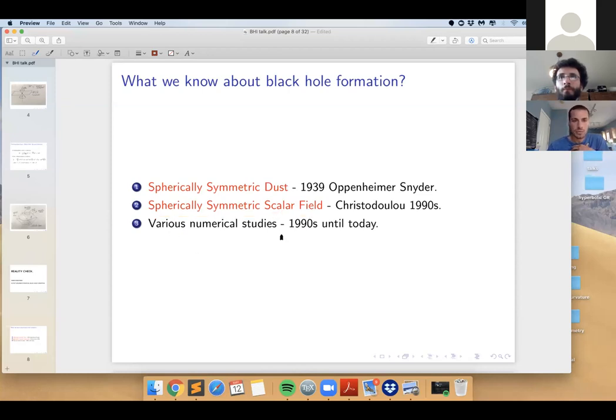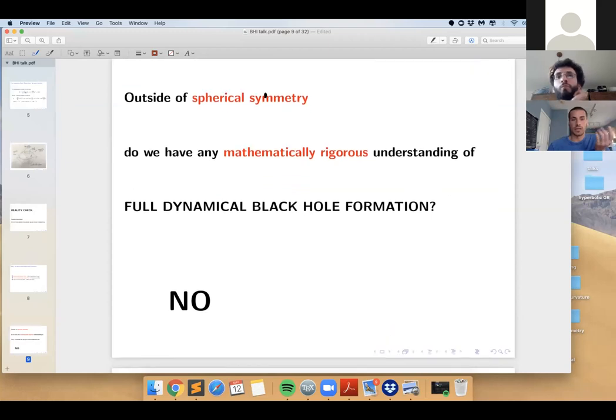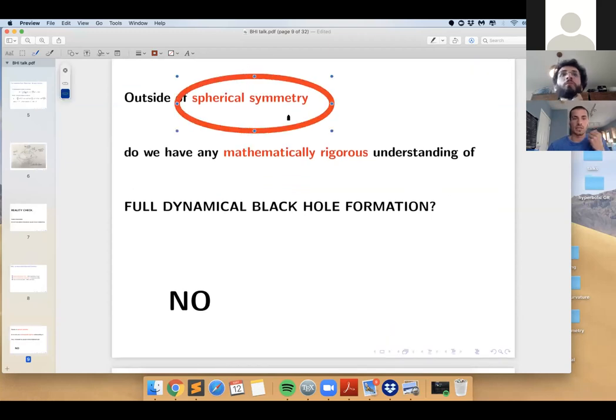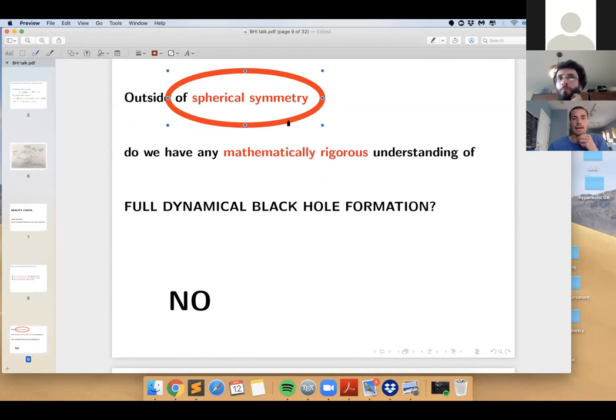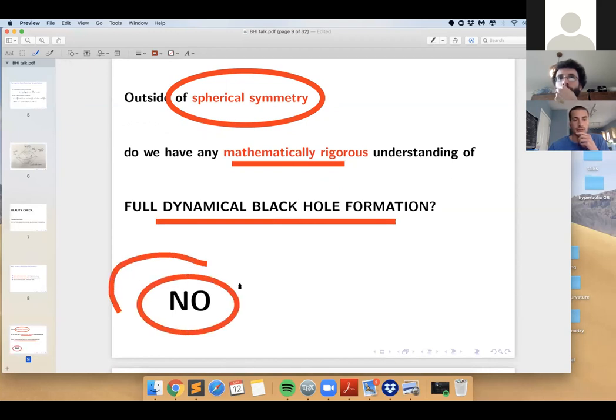And then we have some numerical work, which I won't be talking about, and that's been going on for a while now. But that is to say that outside of spherical symmetry, do we have any mathematically rigorous understanding of full dynamical black hole formation? The simple answer is no, absolutely not. And this is the point of this work, to try and patch this gap.